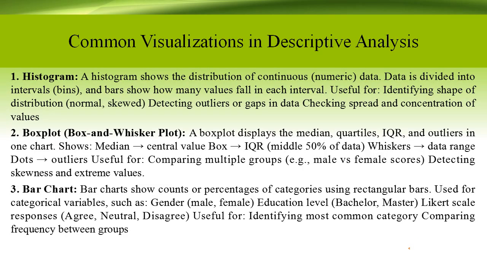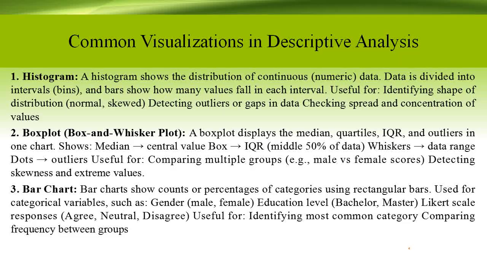Common visualizations in descriptive analysis. 1. Histogram. A histogram shows the distribution of continuous, numeric data. Data is divided into intervals, bins, and bars show how many values fall in each interval. Useful for identifying shape of distribution, normal, skewed, detecting outliers or gaps in data, checking spread and concentration of values.